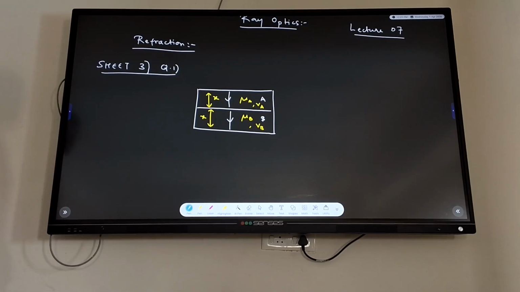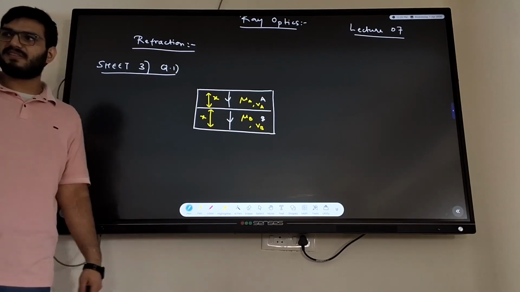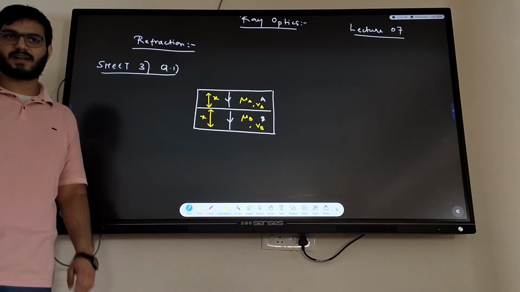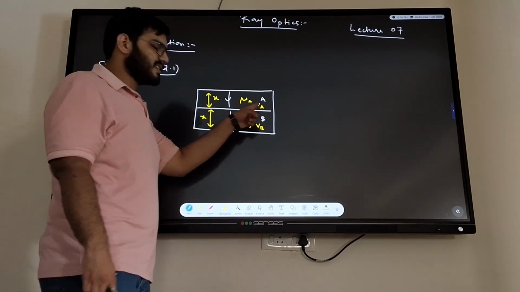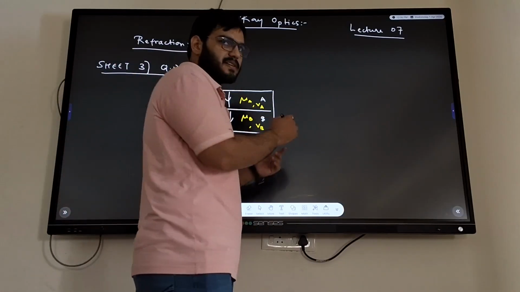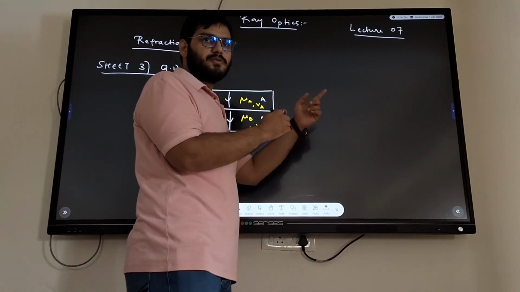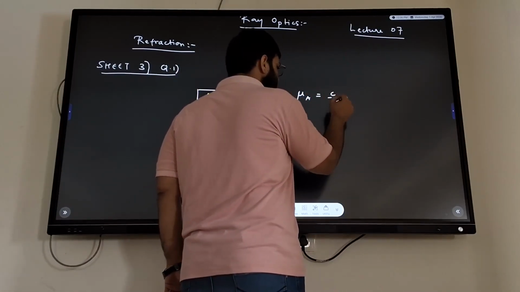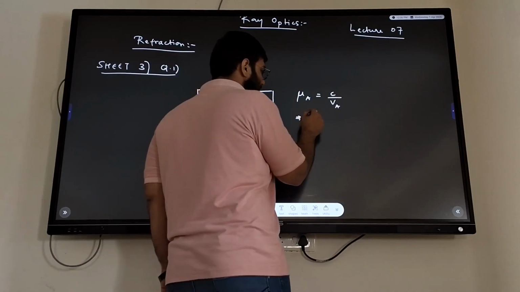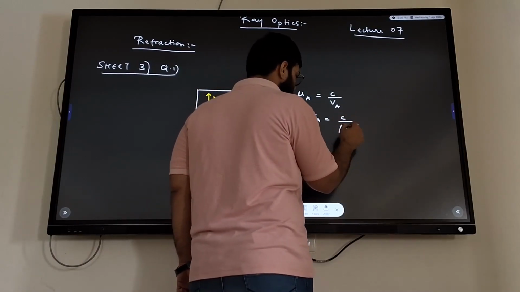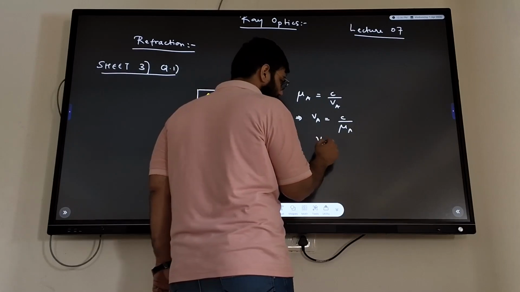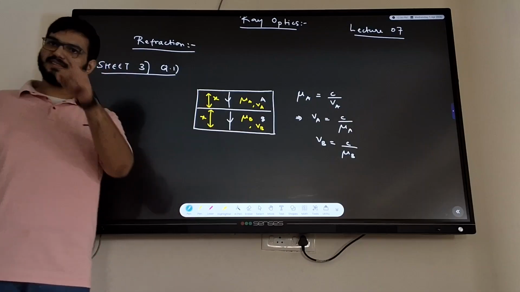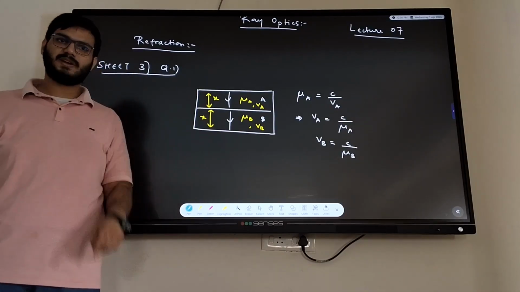What is x? Some information about time is given and this distance information, so I can use the formula speed equal to distance over time. First, let me find the speed. How do you define the refractive index? Mu equal to C by V. So mu A is equal to C by VA, and VA is C by mu A. Likewise, VB is C by mu B. Speed equal to distance over time, then time equal to distance over speed.